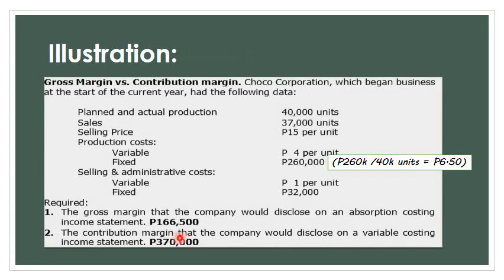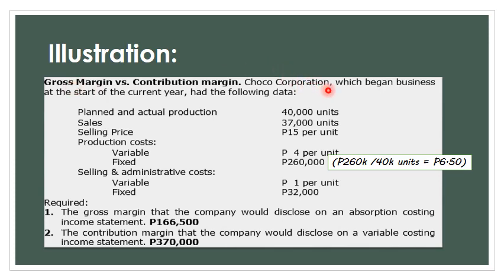So, next. Gross margin versus contribution margin. Saan ba natin makikita si gross margin? Gross margin or gross profit or gross income. Etong contribution margin, alam naman natin na ginagamit natin yan sa contribution margin approach na paggawa ng income statement. Etong isa naman yung traditional or absorption costing.